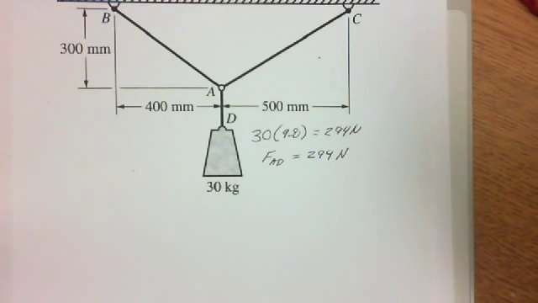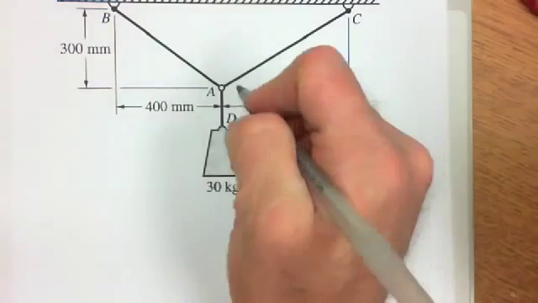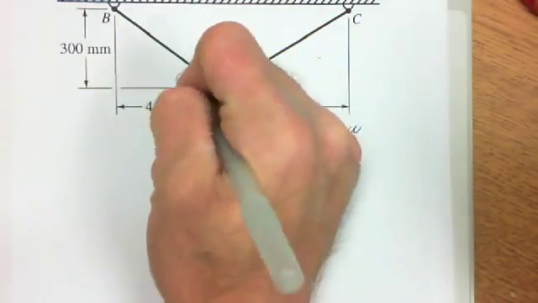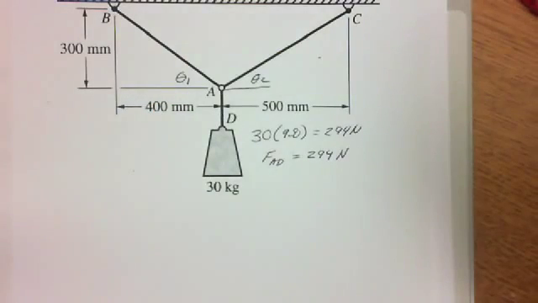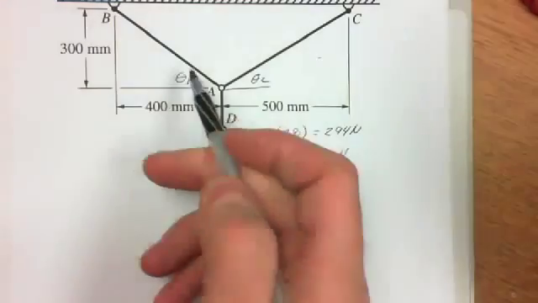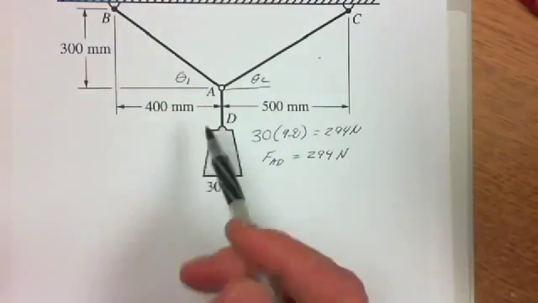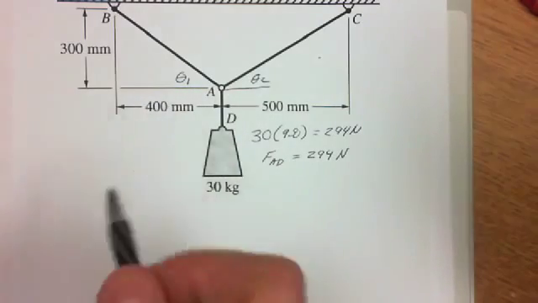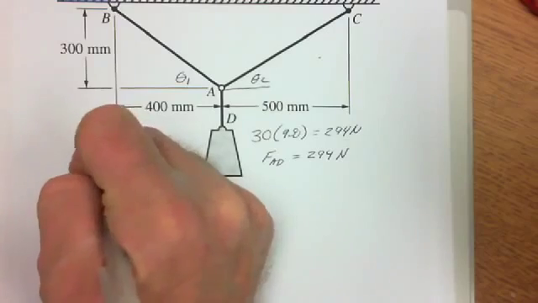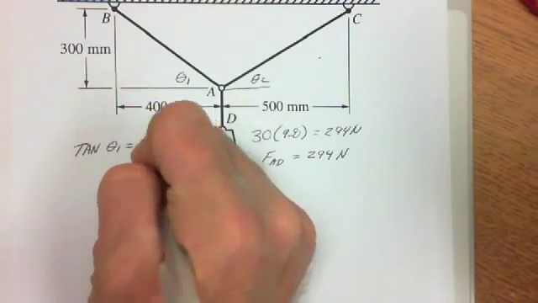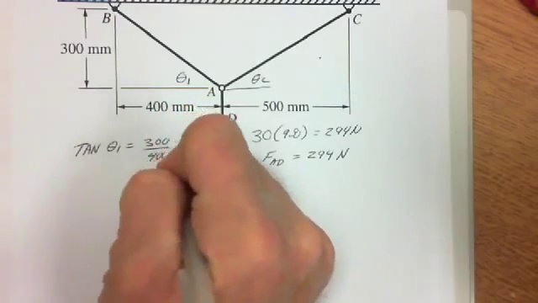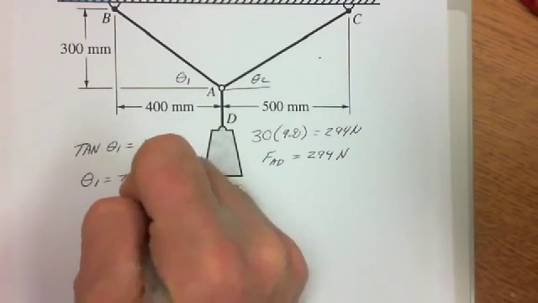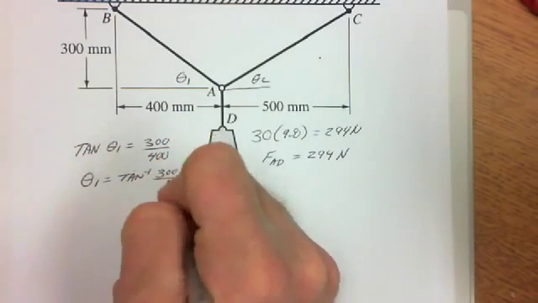Alright. Now, to solve this problem you're going to have to find out what this angle is. We'll call this angle here theta 2, and this angle here theta 1. Those angles you're going to have to find out before you can continue with this problem. Alright, we'll do theta 1 first. We know that our rise here is 300, our run here is 400. So we'll do the tangent. The tangent of theta 1 is equal to 300 over 400. We will take the inverse tangent of that, because theta 1 is going to equal the inverse tangent of 300 divided by 400.